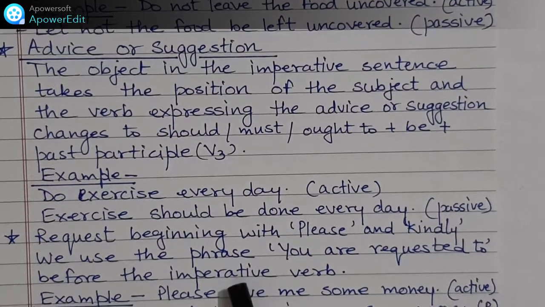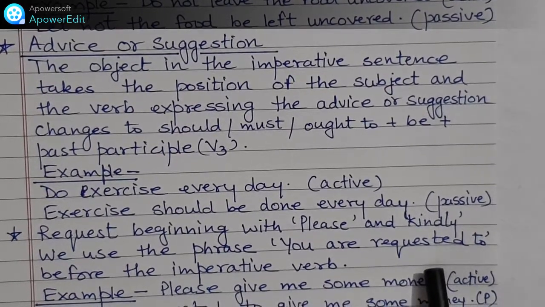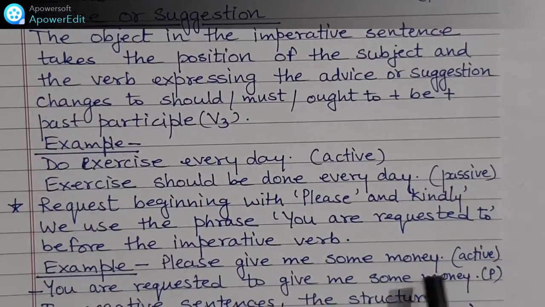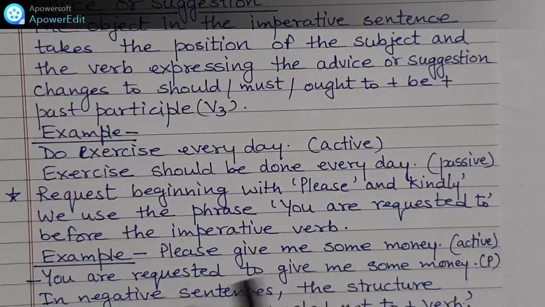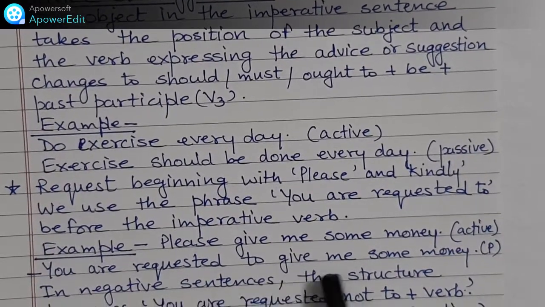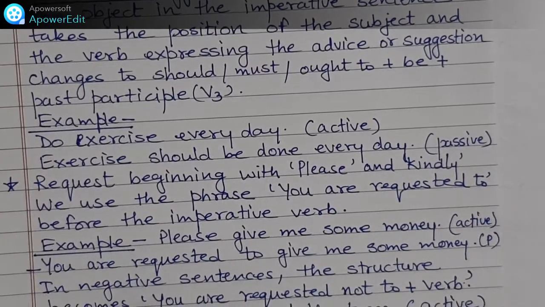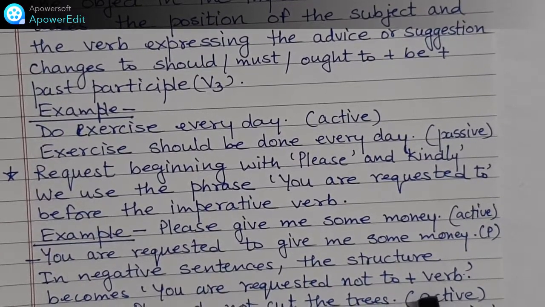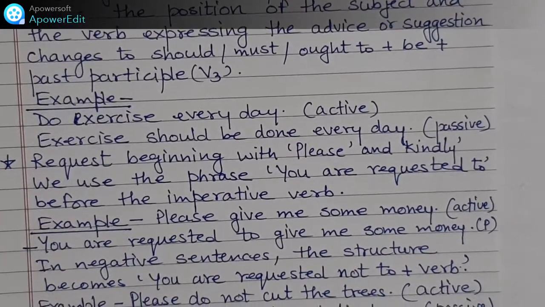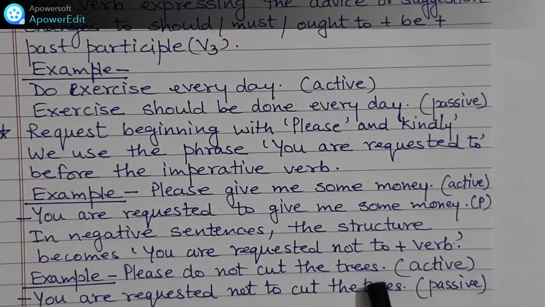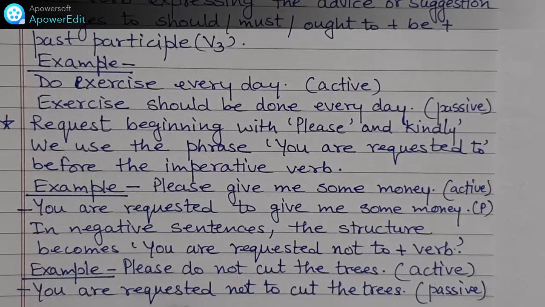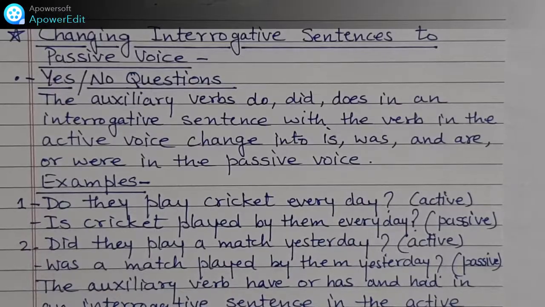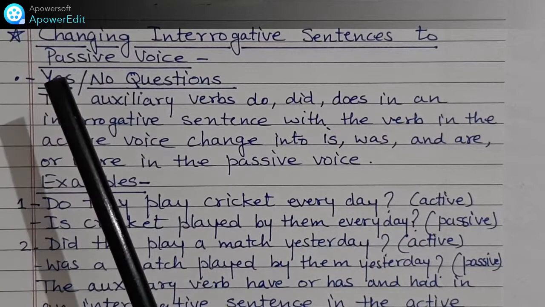Then how to change requests beginning with please and kindly. We use the phrase you are requested to before the imperative verb. For example, please give me some money. Active voice. How to change into passive? You are requested to give me some money. Passive voice. In negative sentences, the structure becomes you are requested not to plus verb. For example, please do not cut the trees. How to change into passive voice? You are requested not to cut the trees. Passive voice. So students, we have done how to change imperative sentences.